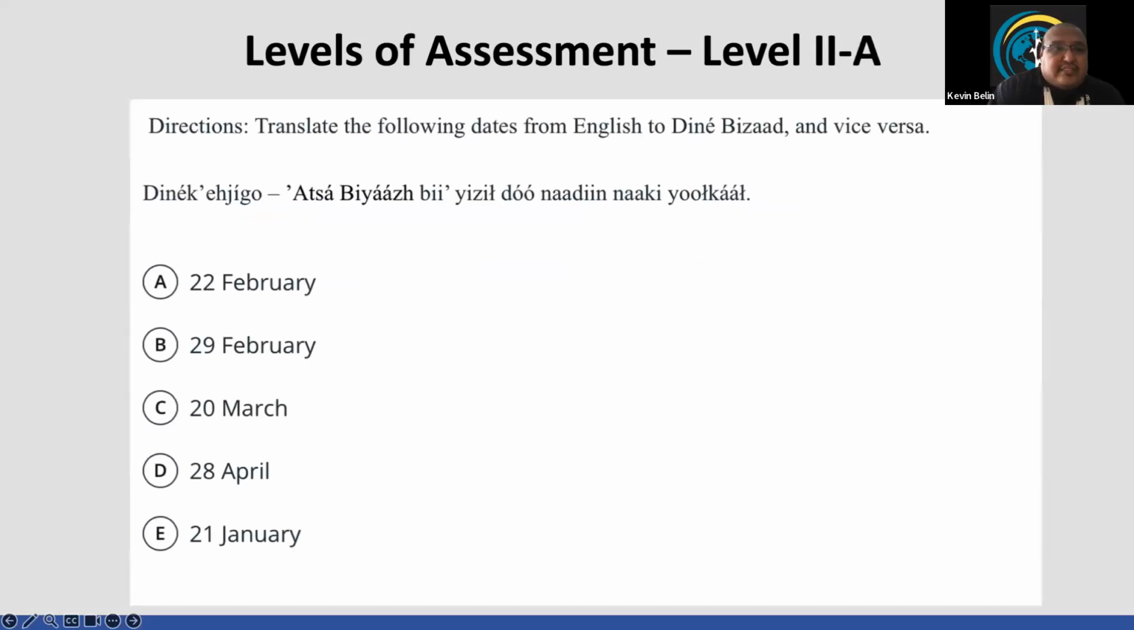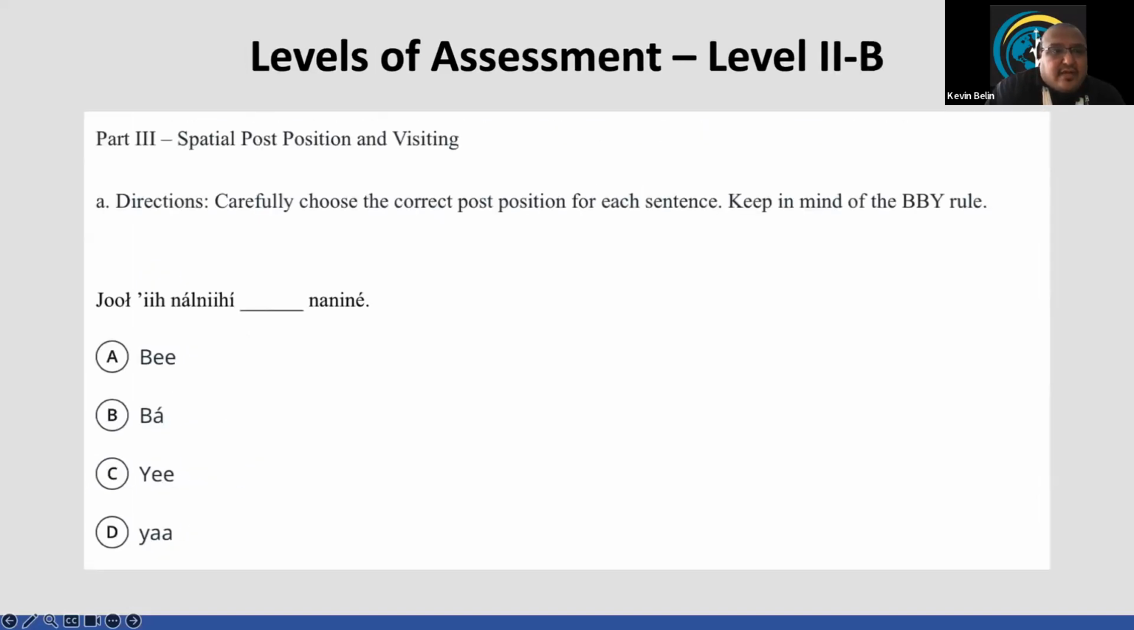Level 2A now, the question is going to be in Navajo and the answers will be in English. Next slide. Same thing again, level 2B, where now the question is in Navajo with the multiple choice answers in Navajo. I know they do look similar, right? Again, the tone of how it's spoken matters, and what it's saying.